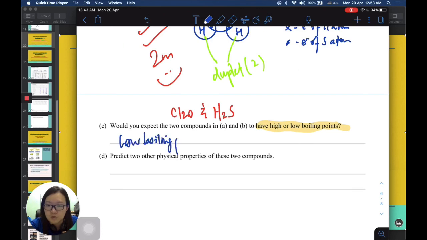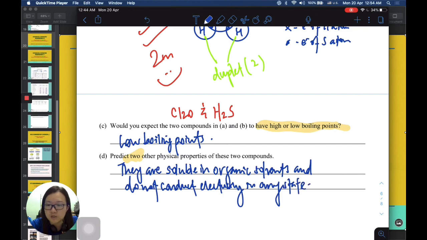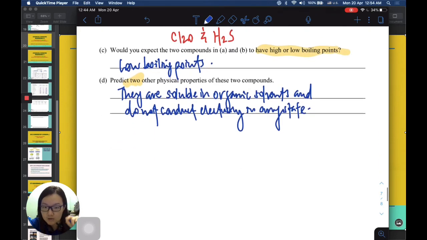So covalent compounds have low boiling points. And then part D, predict two other physical properties of these two compounds. You only learn 3 physical properties for ionic and covalent compounds, so it's basically the other two. They are soluble in organic solvents. When we go to Sec 4 and learn organic chemistry, you will be able to appreciate this a bit more. And number 2, they do not conduct electricity in any state. If the question is very general, like this part D, then you write any state.